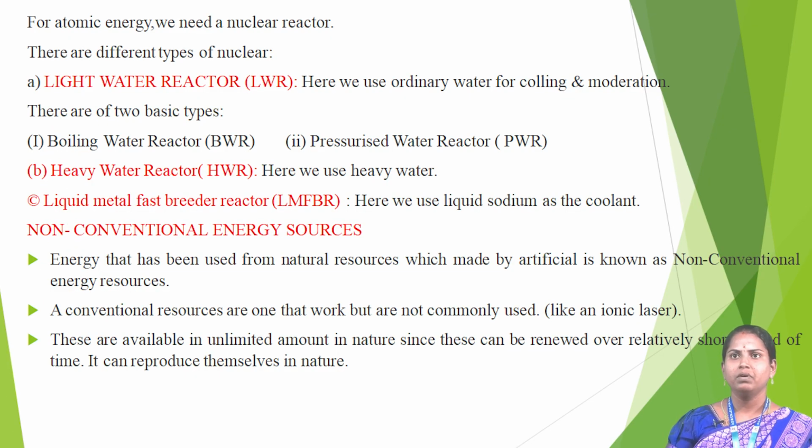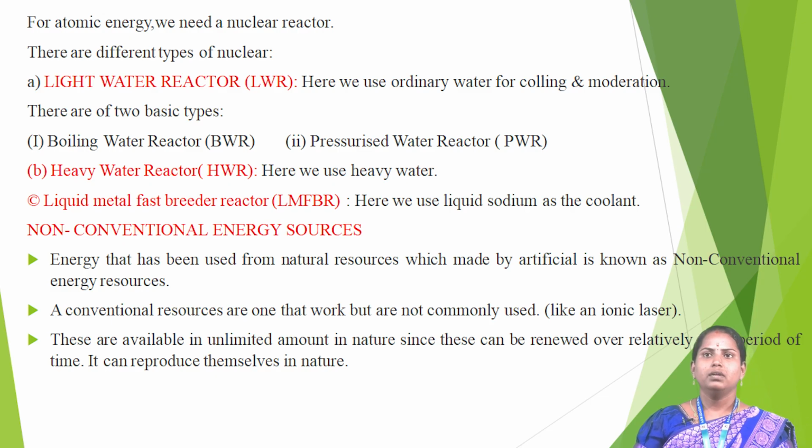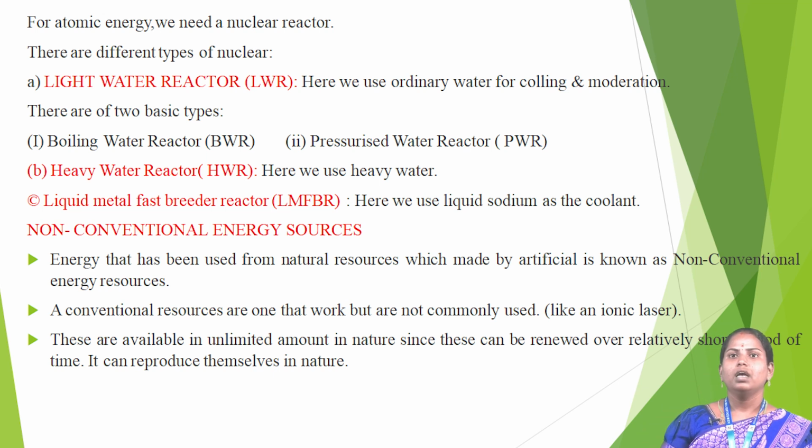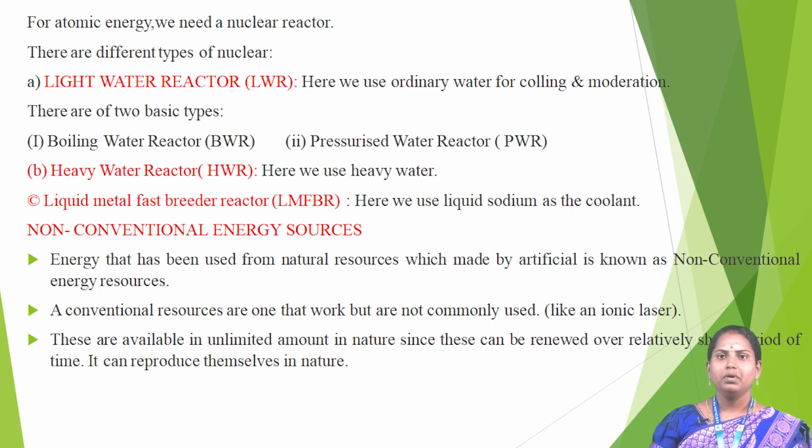There are different types of nuclear reactors. LWR means light water reactor. Here we use ordinary water for cooling and moderation. There are two basic types. One is the boiling water reactor. The next one is the pressurized water reactor. Heavy water reactor uses heavy water. Liquid metal cooled reactor: we use liquid sodium as a coolant.